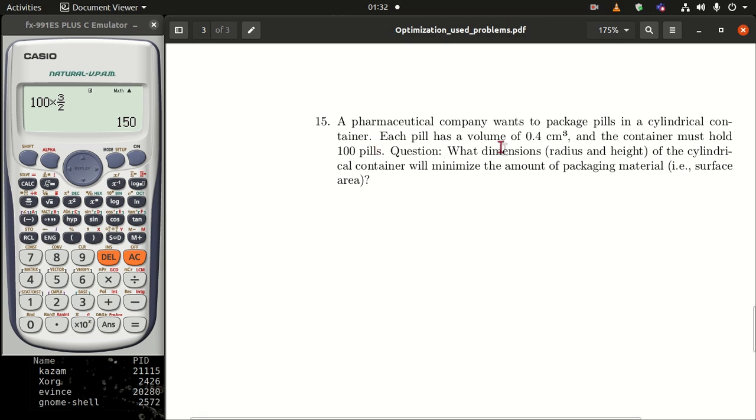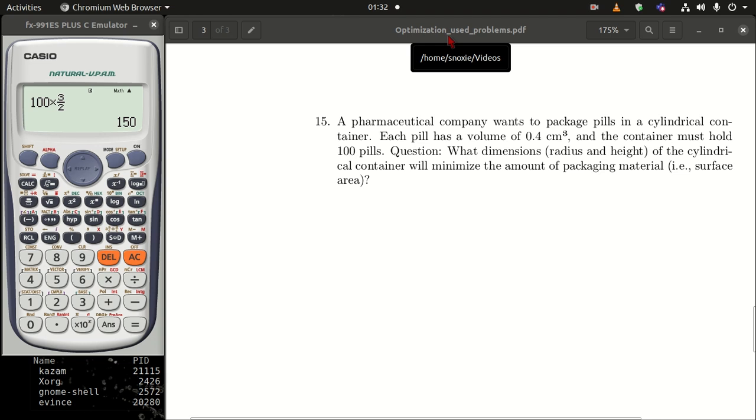A pharmaceutical company wants to package pills in a cylindrical container. Each pill has a volume of 0.4 cubic centimeters. Remember that cubic centimeter is the same as milliliter, so that's what is important. The container must hold 100 pills. Question: what dimensions, radius and height, of the cylinder minimize the material used? What is important here is that we want the radius and height.